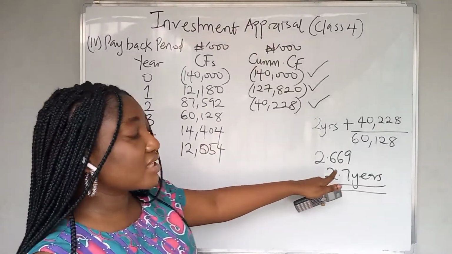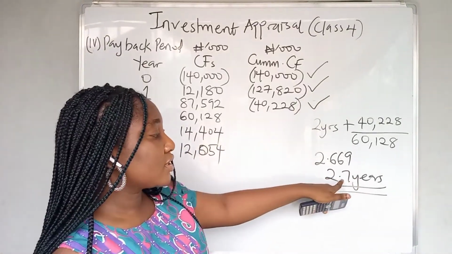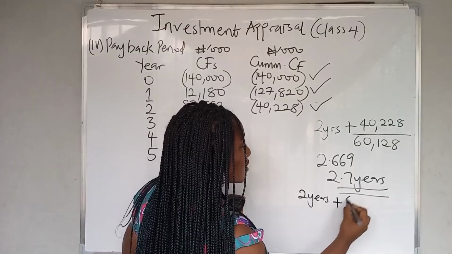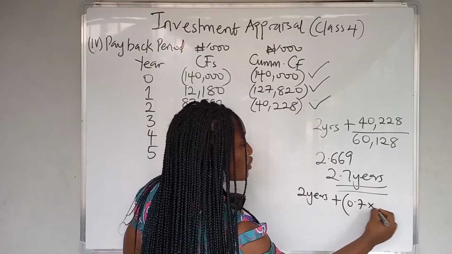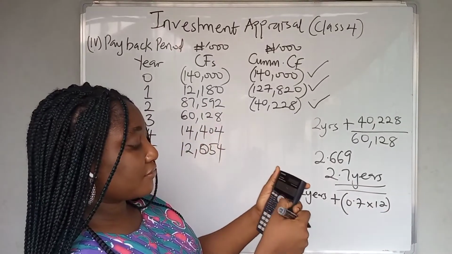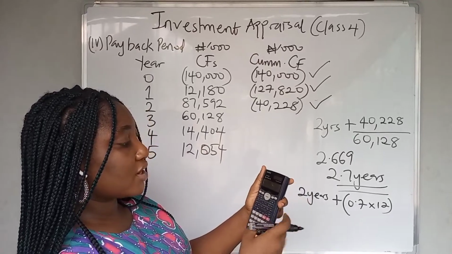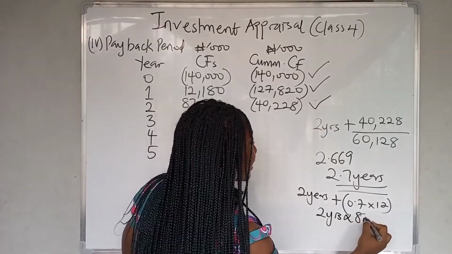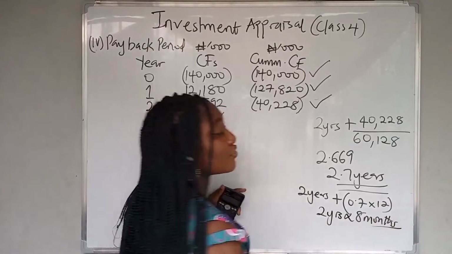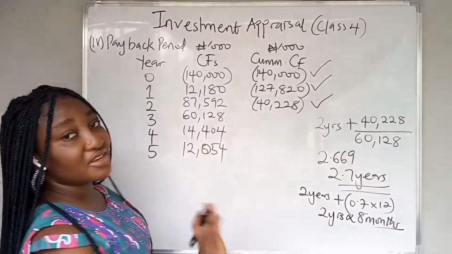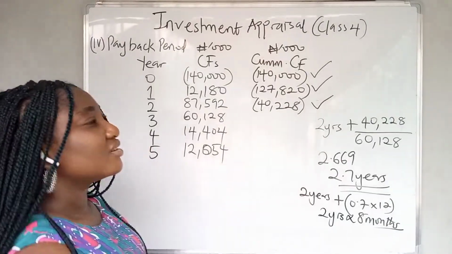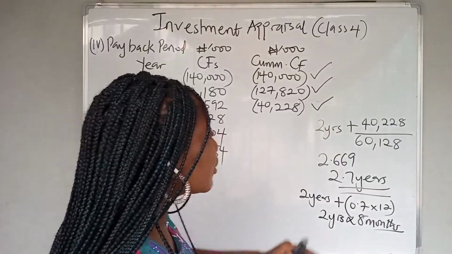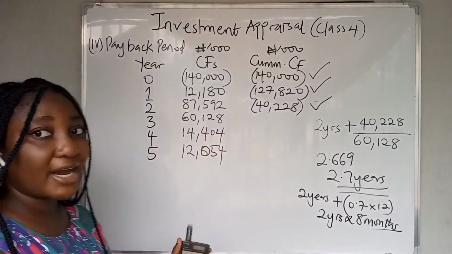So if you want to get this in months, right, this 2.7, just say 2 years plus 0.7 times 12 months. Okay, so 0.7 times 12 months, that will give you 8.4. So that's like 2 years and 8 months. But instead of you putting it that way, just put 2.7 years. It's very acceptable. So I hope I didn't over explain and then you don't now get any point. I just hope you understand it. So that's how to calculate your payback period.